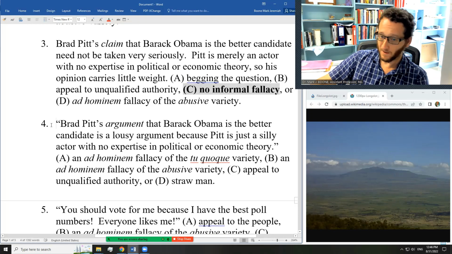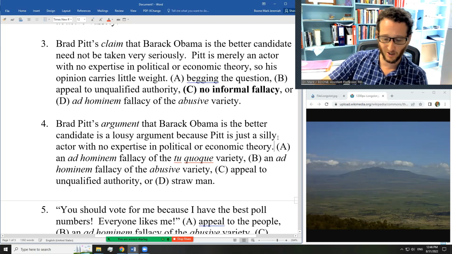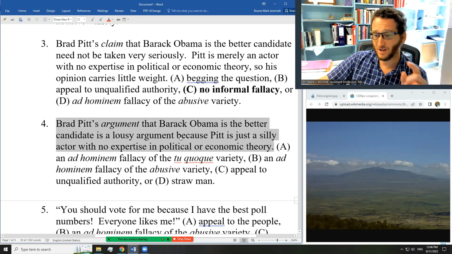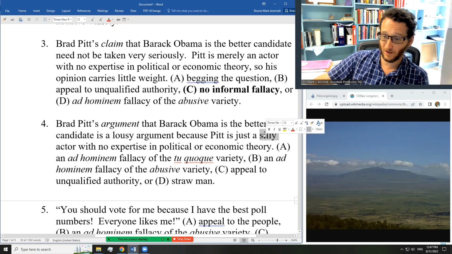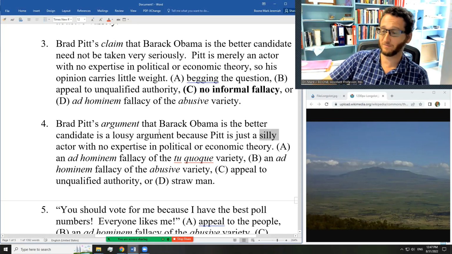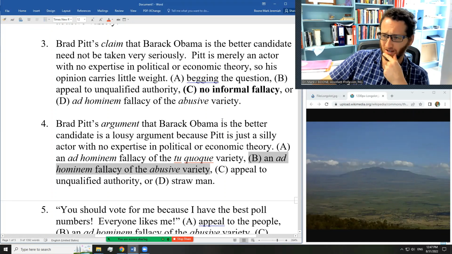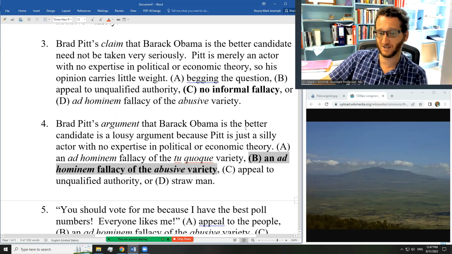But what about this? Brad Pitt's argument that Obama is the better candidate, assuming Brad Pitt also made an argument when endorsing the candidate, is a lousy argument because he's just a silly actor with no expertise. That, even if you left out the silly word, that is an ad hominem fallacy. It's not tu quoque. With the silly thing, it's an abusive. If you left out silly, I would say ad hominem circumstantial. Maybe it's still ad hominem circumstantial, but the best of the four answers available here is abusive ad hominem because we said just a silly actor.